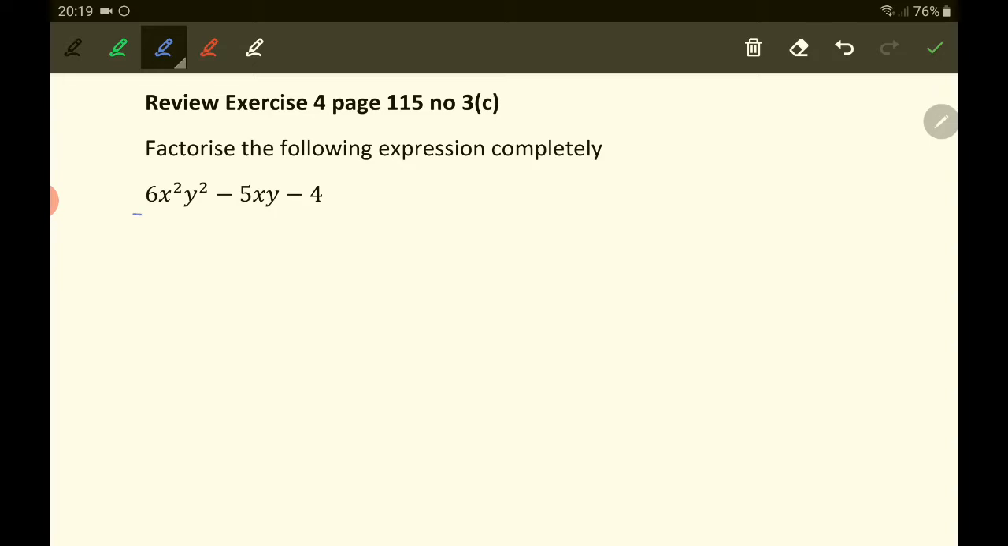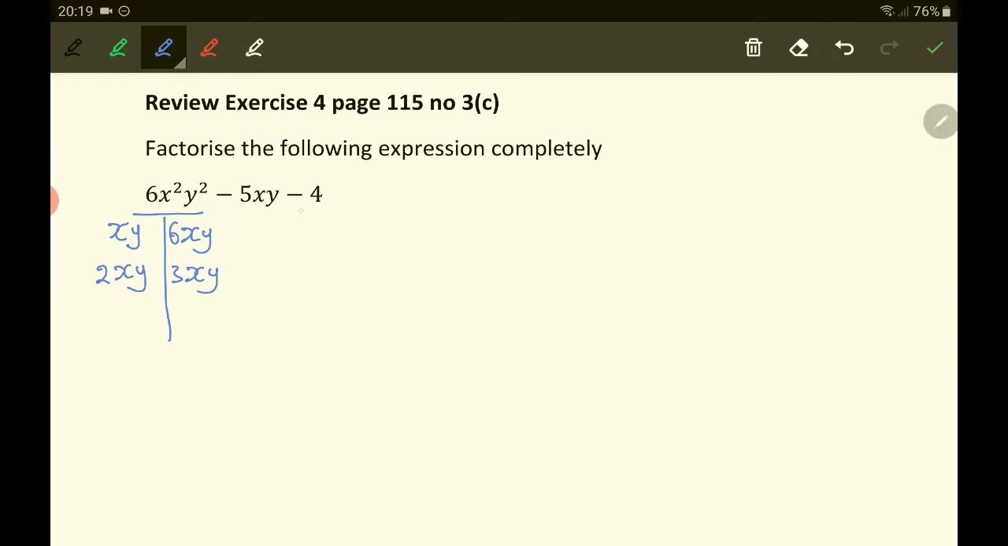So we are going to find the combinations of 6x squared y squared. The first combination may be xy and 6xy, right? If you multiply them together, you get 6x squared y squared. The second one is 2xy and 3xy, or the other way around, the same thing. Okay, I think that's enough.